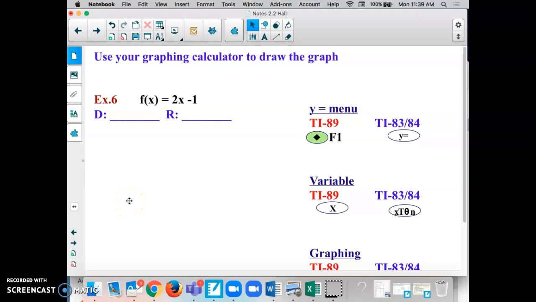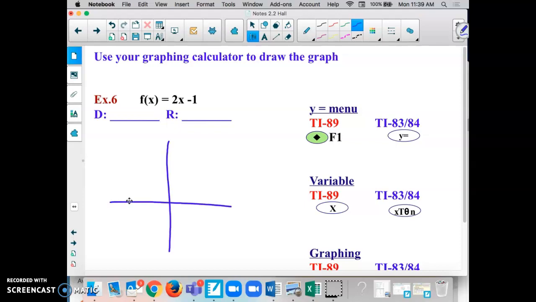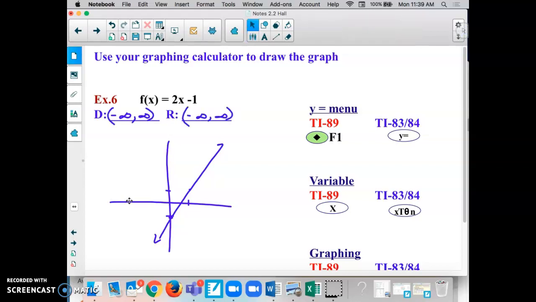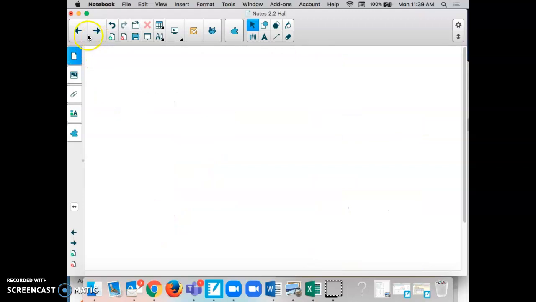When you graph, we all know that 2x minus 1 is a linear equation. The y-intercept is -1, then up 2, right 1. So it looks something like this. Domain would be -infinity to infinity, and the range also -infinity to infinity. So just practicing with some calculator procedures. All right, let's go to the next one.